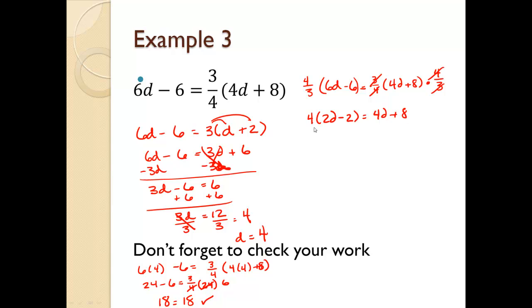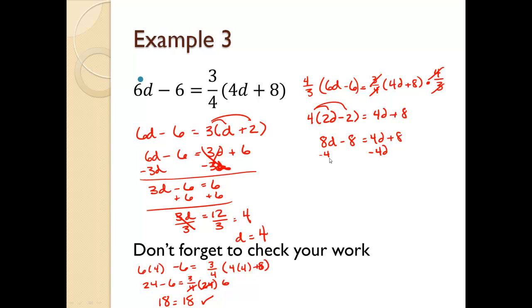Now, keep in mind, this is just a different way of doing it. If you're good with the first one, good. Just listen and you don't have to worry so much about this. It's whichever way you prefer. Okay, and then you would distribute this, which would give you 8d minus 8 equals 4d plus 8.